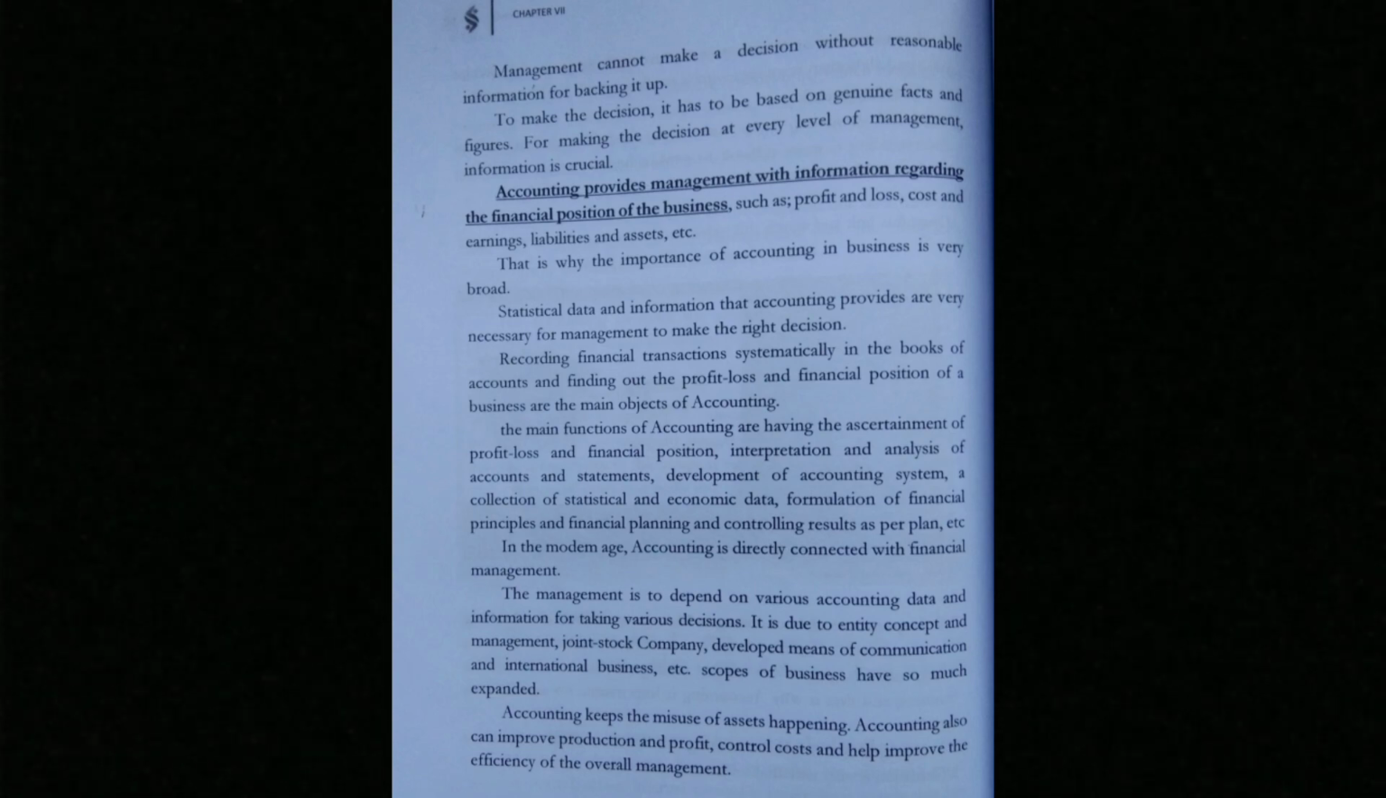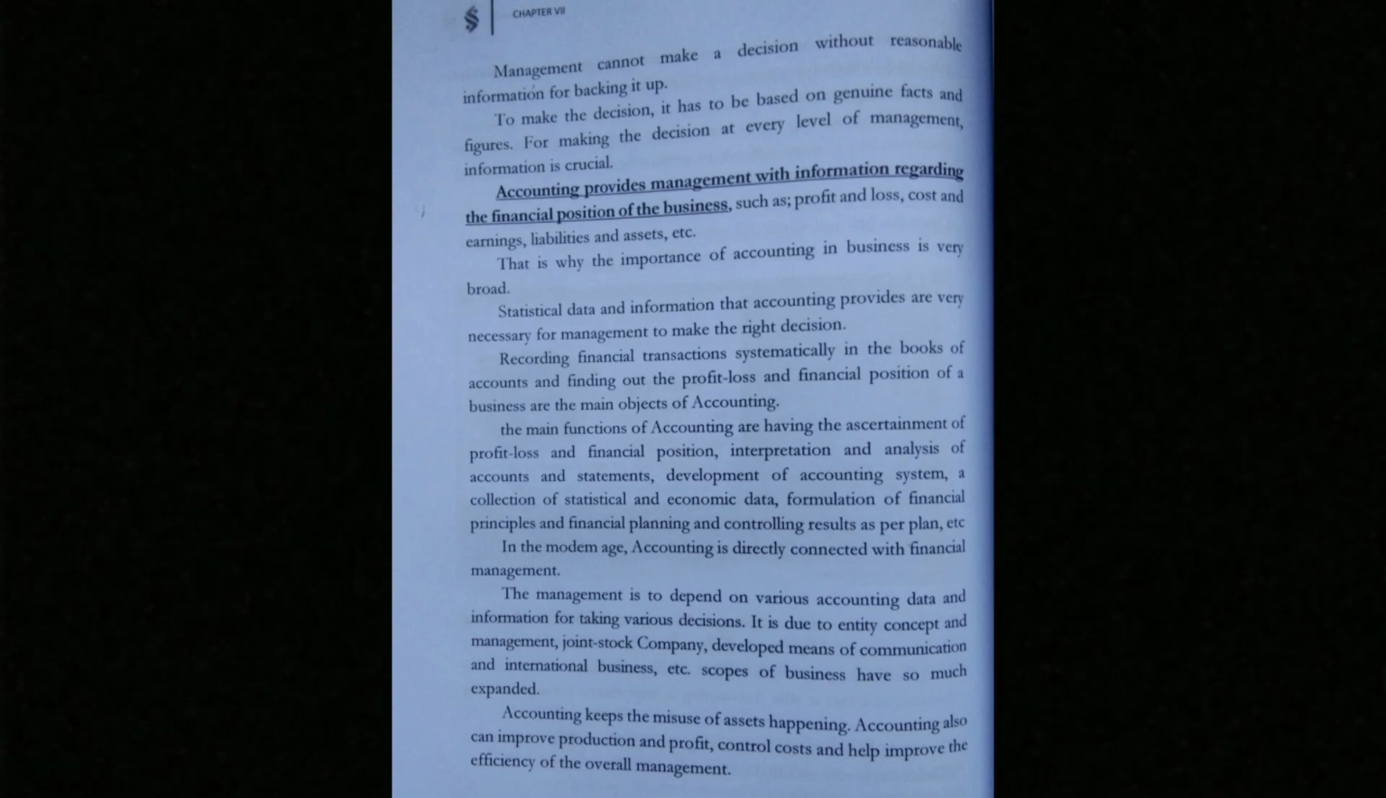Accounting provides management with information regarding the financial position of the business, such as profit and loss, cost and earning, liabilities and assets. That is why the importance of accounting in business is very broad.